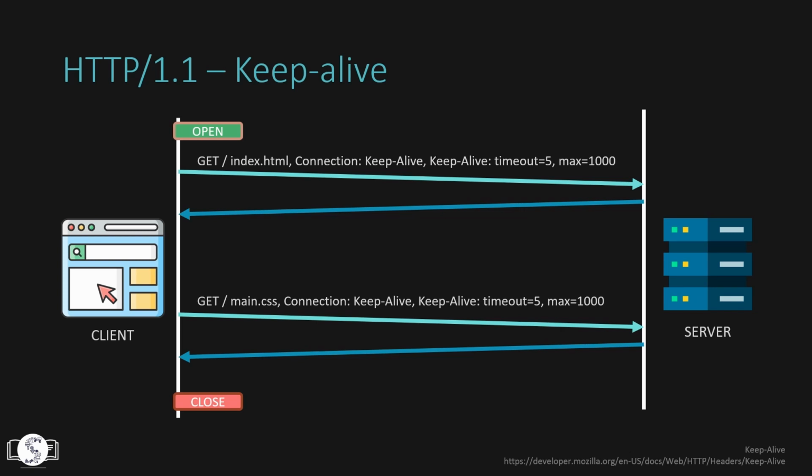The Keep-Alive general header allows the sender to hint about how the connection may be used, to set a timeout in seconds, and a maximum number of requests before the connection will be closed.